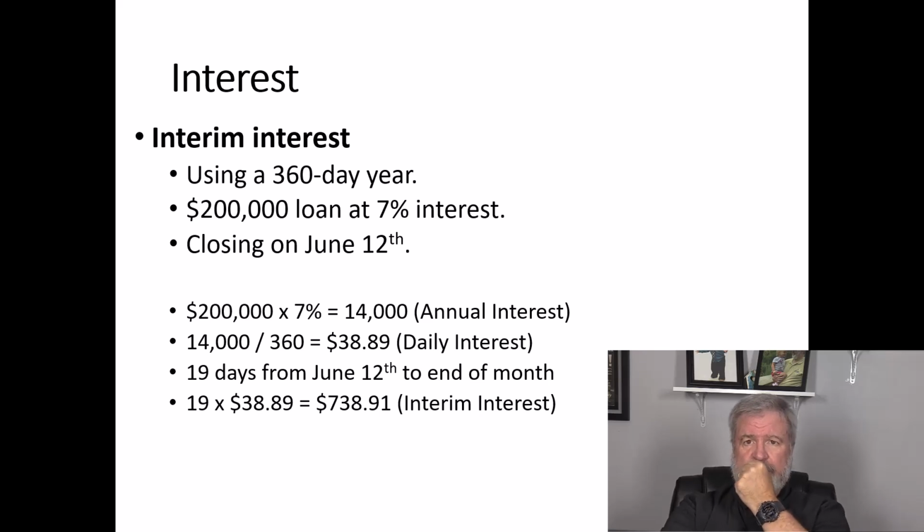So anyway, y'all, from the 12th to the 30th, counting the day of closing, that would be 19 days. So you take the 19 days times the daily interest, $38.89, and we come up with the interim interest of $738.91. Okay?